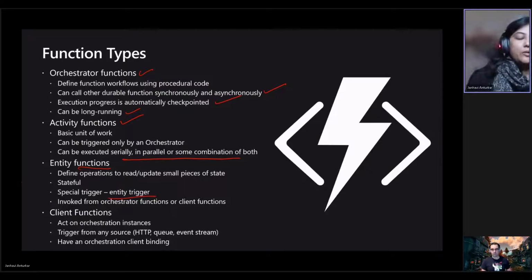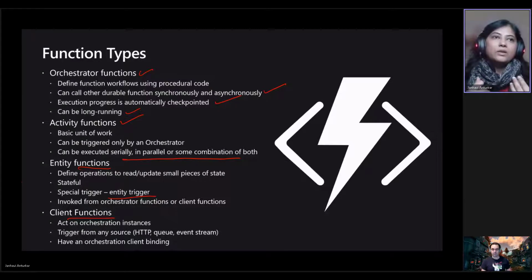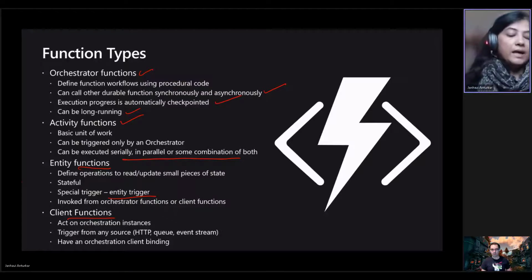And then you have client functions, which act on the orchestration instances. They start or restart the orchestration instances, and they can be triggered from any source like HTTP, a queue, or an event stream, and they have an orchestration client binding. So those are the different types of functions you can use with durable functions.